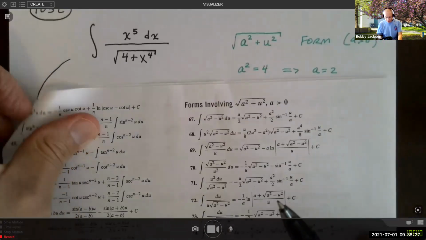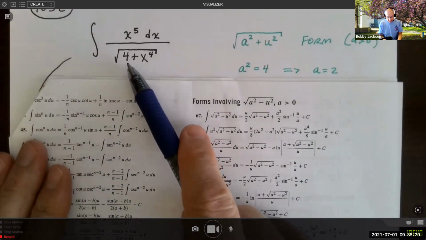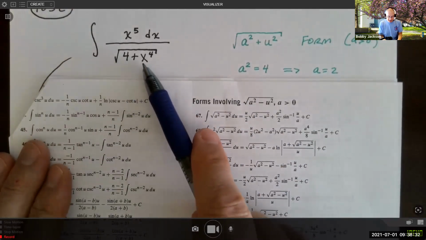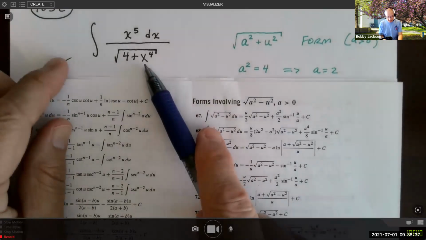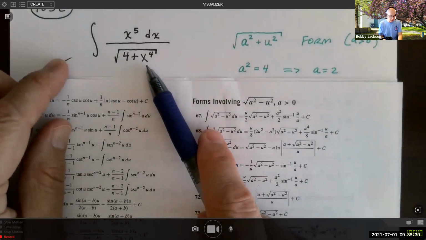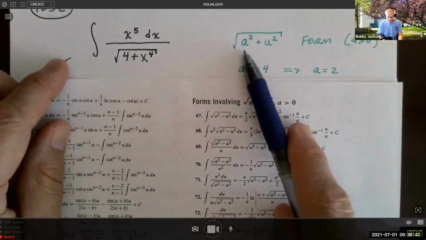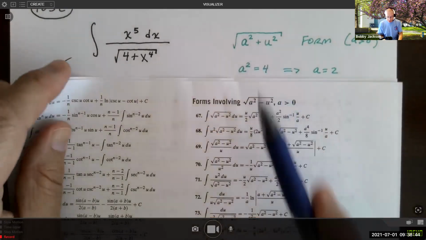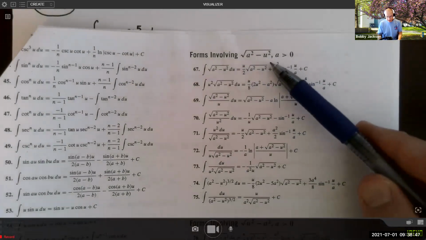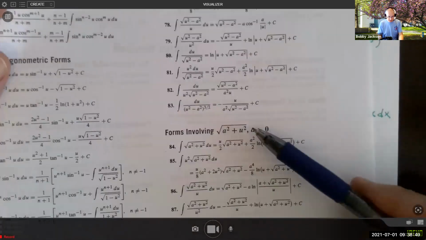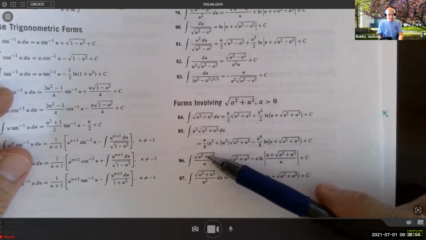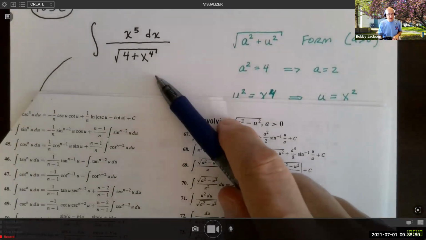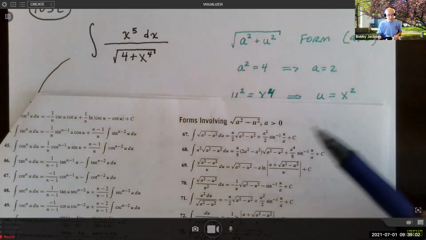When I look at the forms in this case, my form, I see the square root of 4 plus x to the fourth, but I can think of x to the fourth as being x squared, and that's what I'm going to do here in a minute. So I'm thinking it's a squared plus u squared form. And so I go through the table and look for that form. Here it is. And I try and find, you might say, do I go ahead and look and find one that matches my integral that's given here? Well, you want to go ahead and do your substitution for u before you do that.